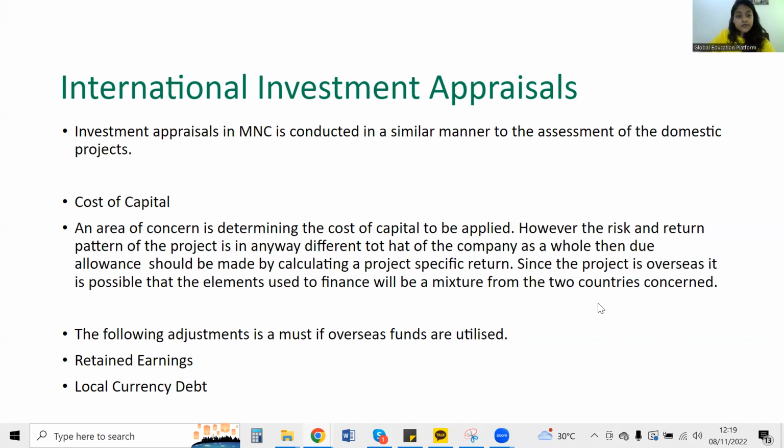Okay. Cost of capital is an area of concern in determining the cost of capital to be applied. If the risk and return pattern of the project is in any way different from that of the company as a whole, then due allowance should be made by calculating a project-specific return. Since the project is overseas, it is possible that the sources used to finance it will be a mixture from the two countries concerned. So the following adjustments are a must if overseas funds are utilized. One is retained earnings, and then the local currency debt.